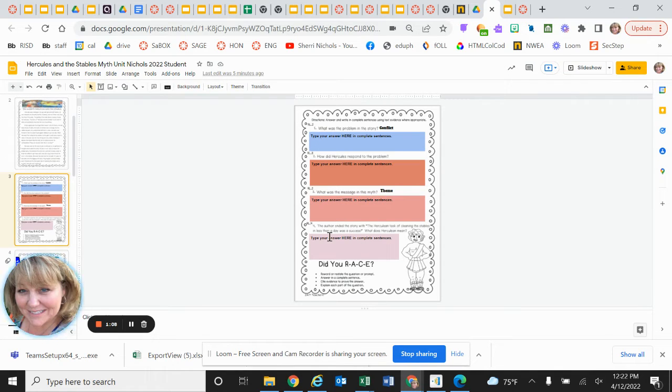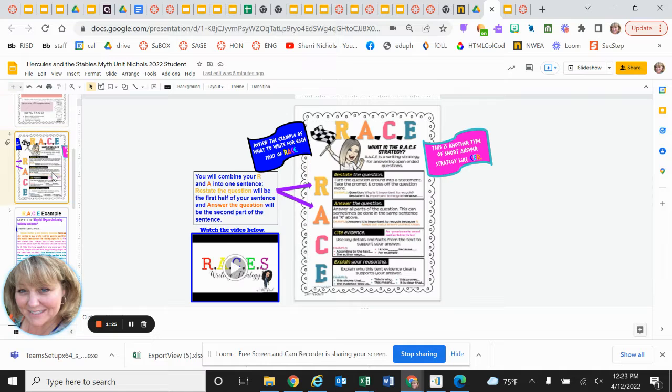Herculean means here. It says, be sure and use the RACE method as you answer these. Did you reword or restate the question or the prompt? Did you answer in complete sentences? Did you cite your evidence to prove your answer? And did you explain each part? Now, talking about the RACE method, the RACE method is a wonderful strategy to answer short answer. We've used another short answer strategy called CER. You use this in science. We've used it in my class this year.